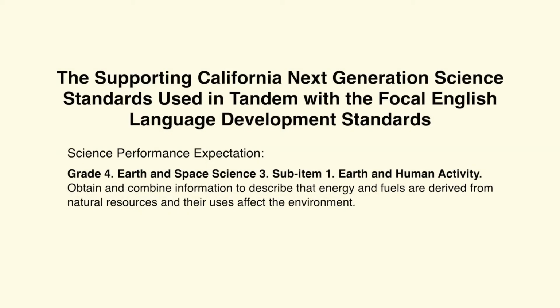The supporting California Next Generation Science Standards are used in tandem with the focal English language development standards. The science performance expectation is Grade 4, Earth and Space Science 3, Subitem 1, Earth and Human Activity, where students who demonstrate understanding can obtain and combine information to describe that energy and fuels are derived from natural resources and their uses affect the environment. Watch for how this California Science Standard is addressed throughout the lesson.